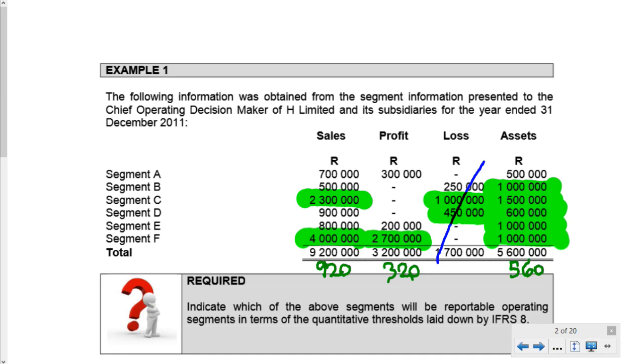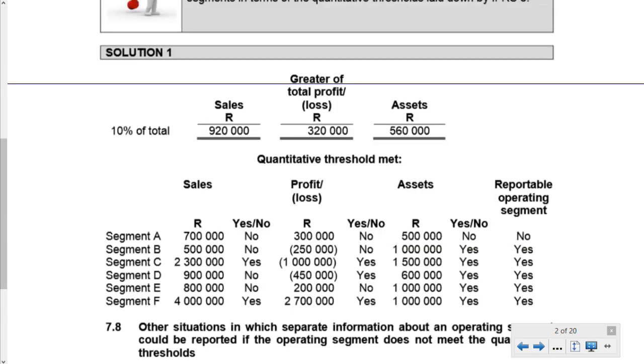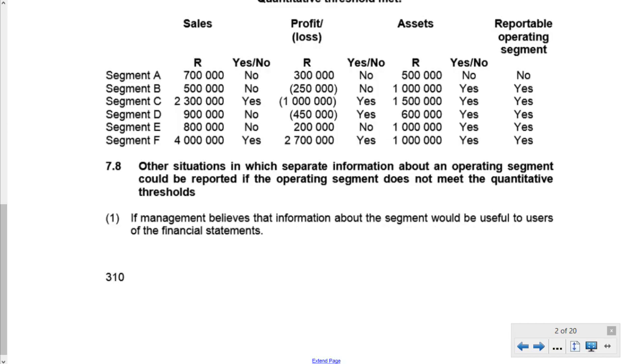Okay, so let's look at what they say in the solution. I presume it's that. Sales 10%. So we get a yes for C and F. Here we get a yes for C, D, F. Here we get a yes for B all the way to F. So reportable, B all the way to F.